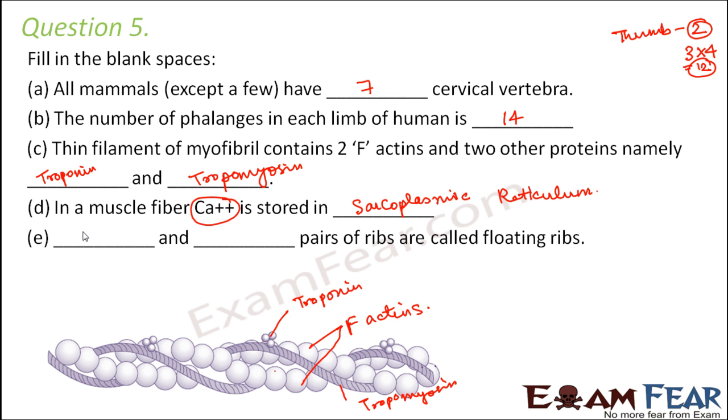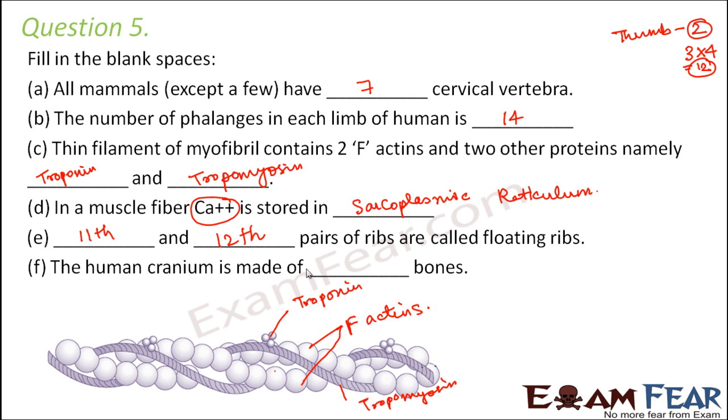Dash and dash pairs of ribs are called the floating ribs. The last pairs of ribs, that is the 11th and the 12th pairs of ribs, are called floating ribs because they are not at all connected on the ventral side to the sternum. The human cranium is made up of dash bones. So how many bones are present in the cranium? There are total 8 cranial bones. You remember we spoke about the parietal bones, temporal bone, occipital bone. They all are out of those 8 bones which form the human cranium.